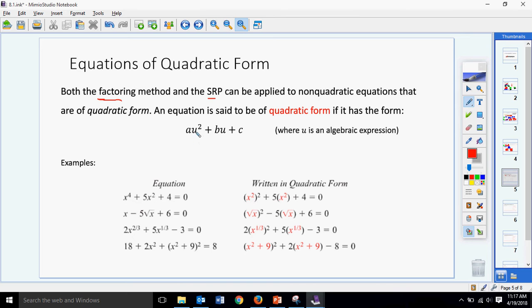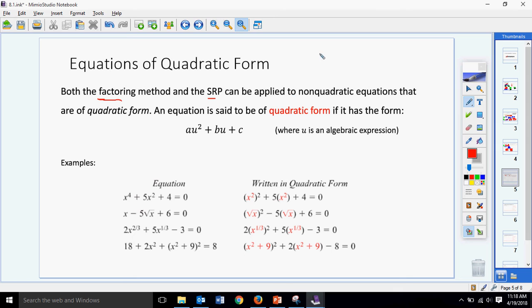It could be the square root of x. It could be x to the third. It could be x squared minus 3. It could be any algebraic expression in for U. So U just stands for some expression. A, B, and C just stand for numbers. Okay, so we've already learned the factoring and the square root property method. Now we're going to use this in quadratic form with non-quadratic equations.